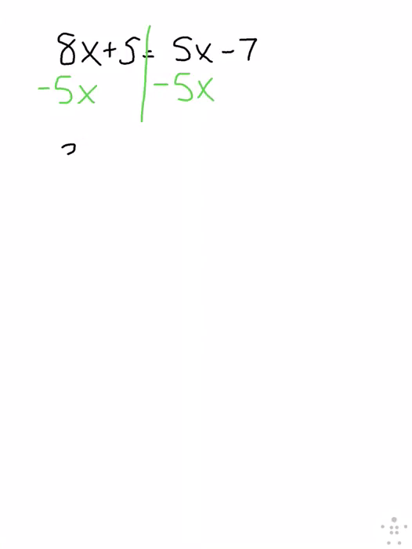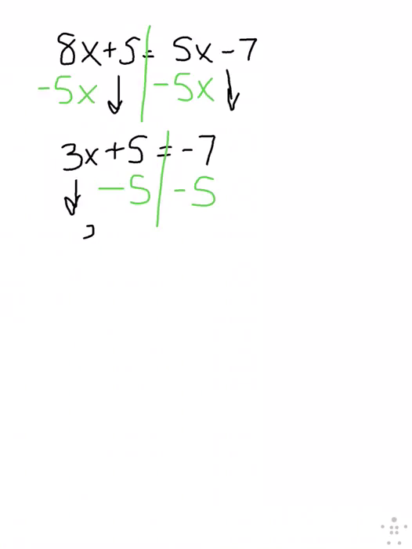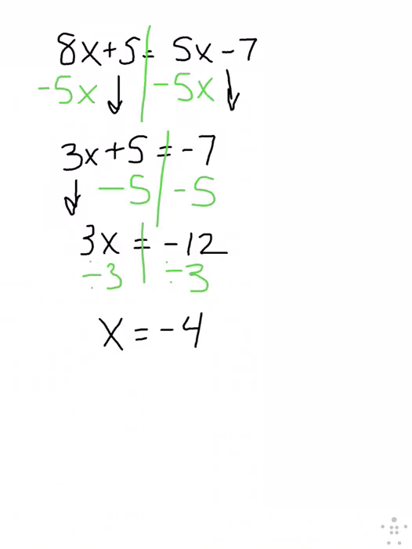Letter C, 8x plus 5 equals 5x minus 7. I combine my like terms by doing the opposite. I do a minus 5x. 8 minus 5 is 3, so that's a 3x. I bring down the plus 5 and I bring down the minus 7. Still combining like terms, doing the opposite, I do a minus 5. Negative 7 minus 5 is a negative 12. Once I have two numbers left, my last step is to divide. So I divide by 3, and I get x equals negative 4. X equals negative 4 is a one solution answer.